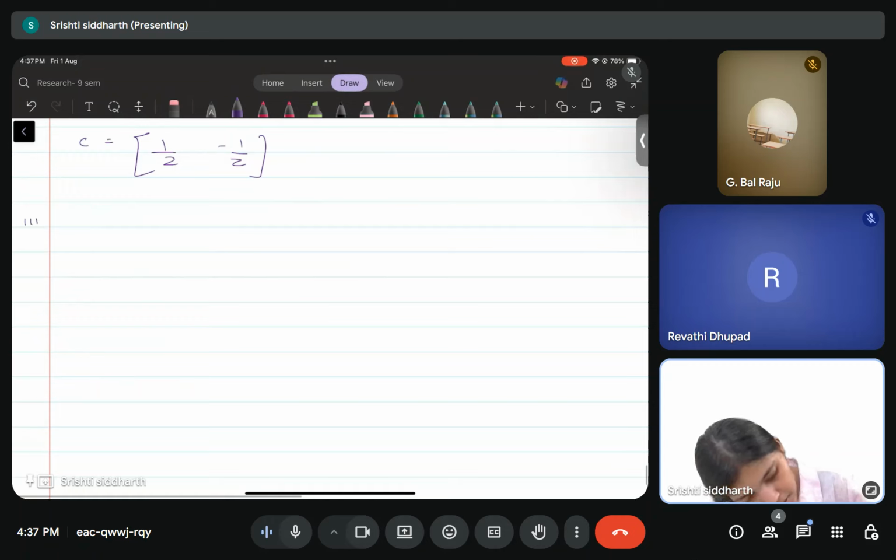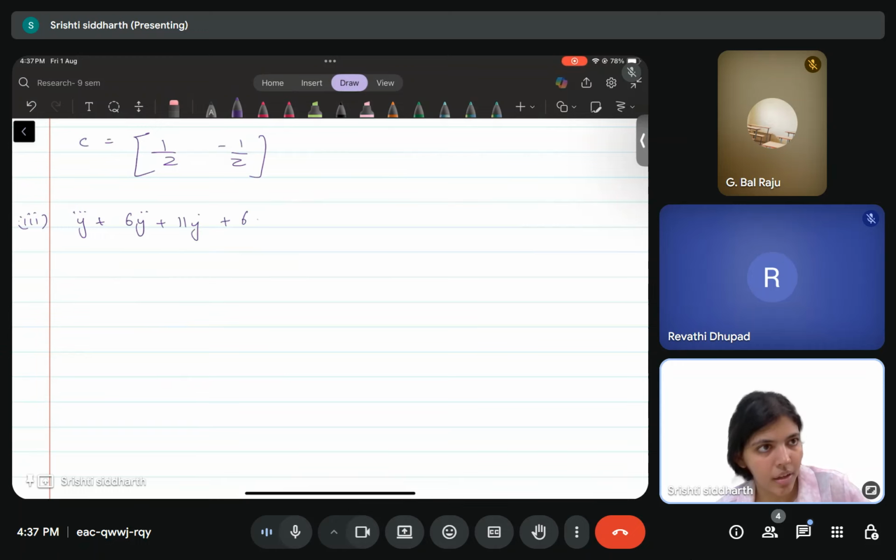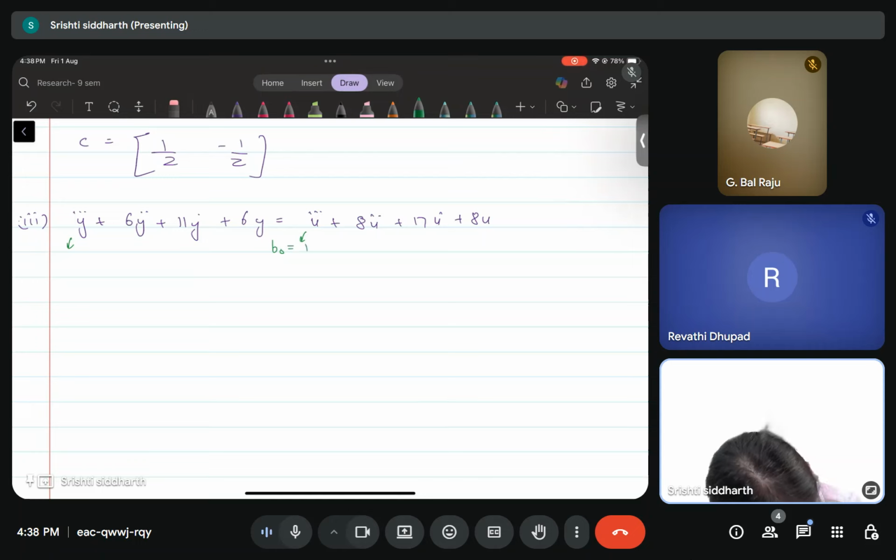Now let's look at another differential equation. This is y triple dot plus 6y double dot plus 11y dot plus 6y equals u triple dot plus 8u double dot plus 17u dot plus 8u. So again, we have to find the diagonal form. You can observe that the degree of the denominator polynomial is going to be 3. And if we take the Laplace transform for u, we also have s cubed here. So this would be the case of b0 equals 1, a proper transfer function.